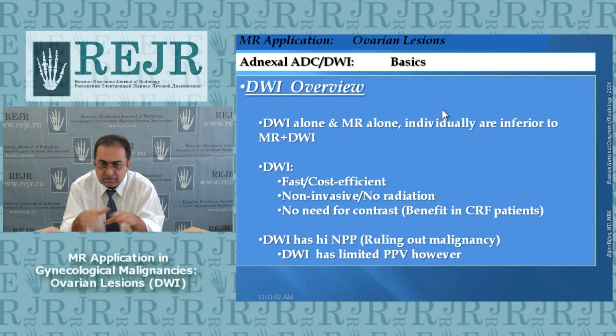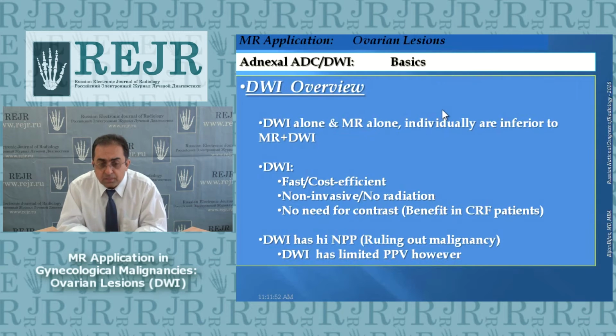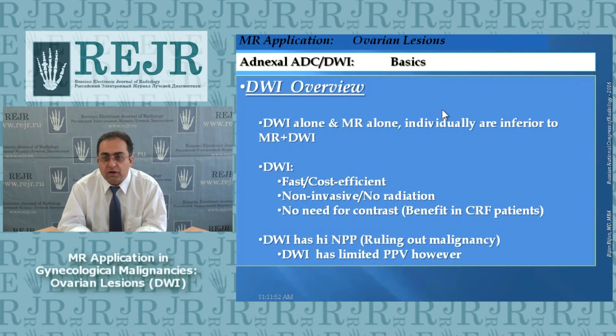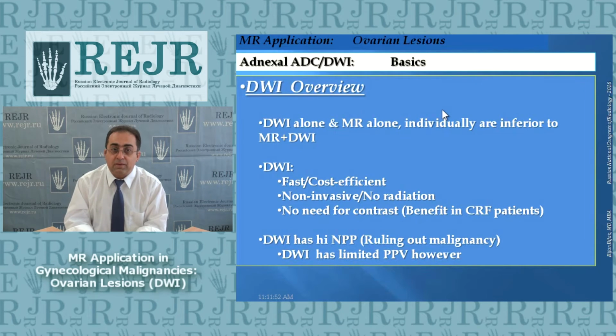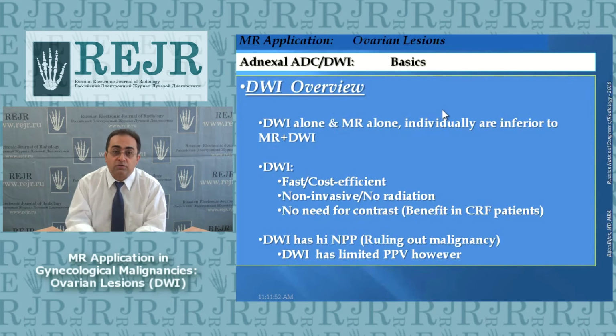DWI is a very fast sequence. It's very cost efficient to use. It is non-invasive, clearly doesn't have the radiation, and there's no need for giving contrast. Remember that in a patient with renal failure, we have difficulty giving IV contrast for MRI, but these patients can easily undergo DWI imaging with anatomical imaging using MR, and we just do not do the contrast part of it.